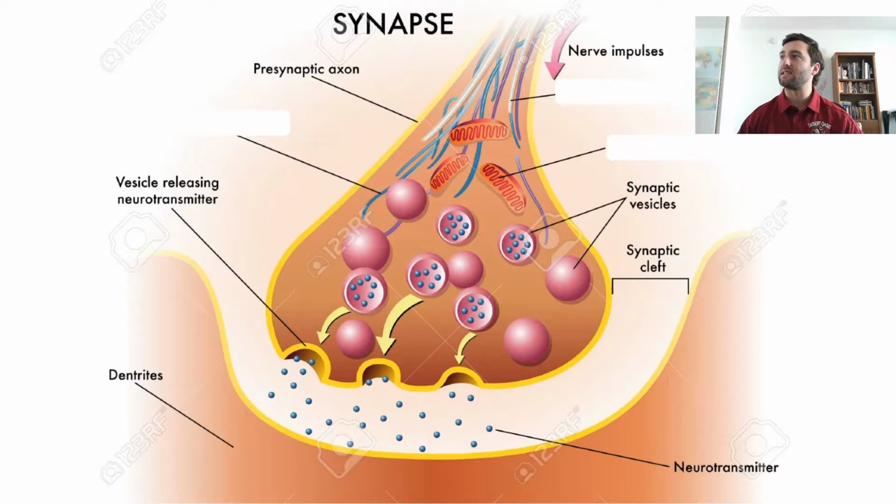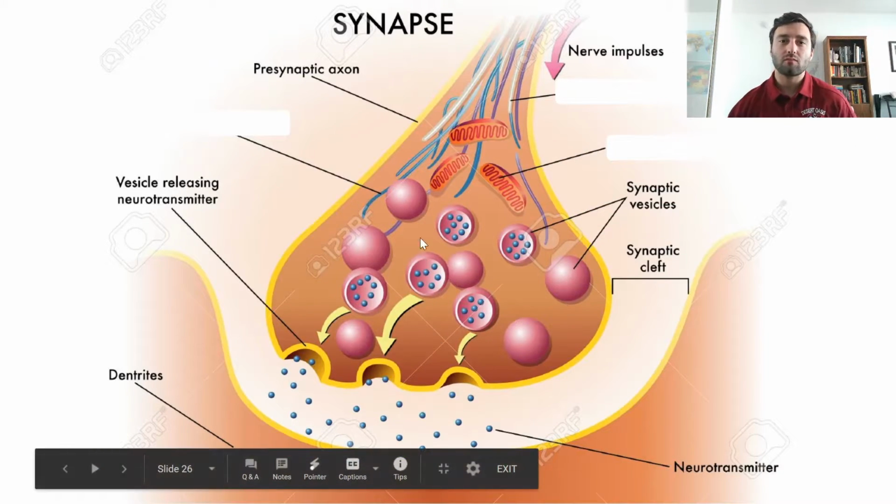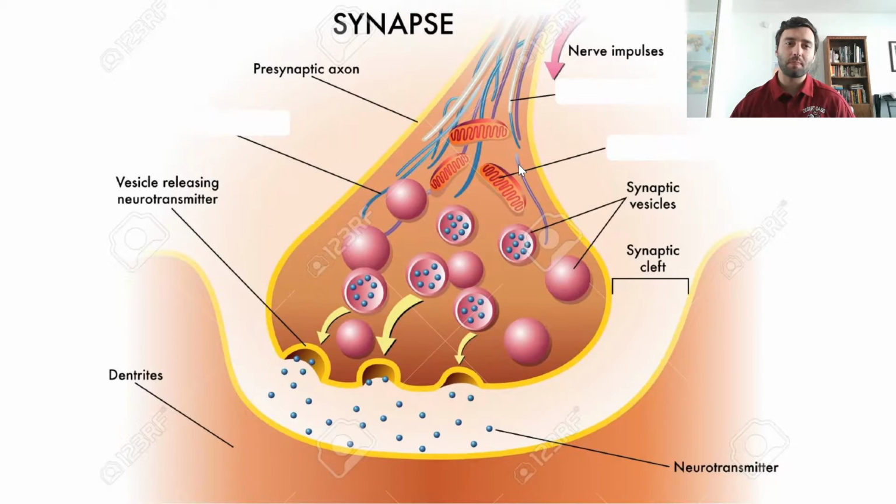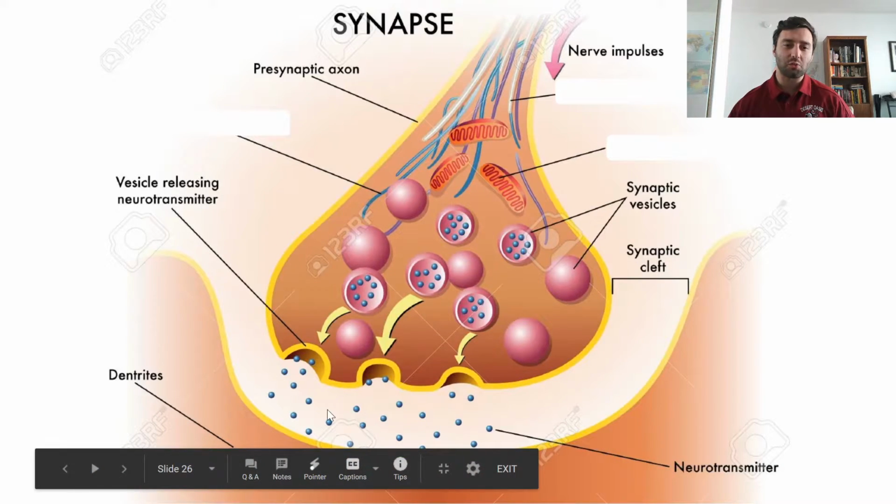This is a more detailed diagram. We've got our nerve impulse coming in from the bottom right, that electrical information. There's some stuff labeled that we don't really care too much about, like our presynaptic axon. You don't have to label that, but it's basically our axon right before it gets to the terminal, right before it gets to the synapse, thus presynaptic. We have what are called synaptic vesicles, which are like little bubbles that contain neurotransmitters. We have our synaptic cleft, which is the actual gap between the two.